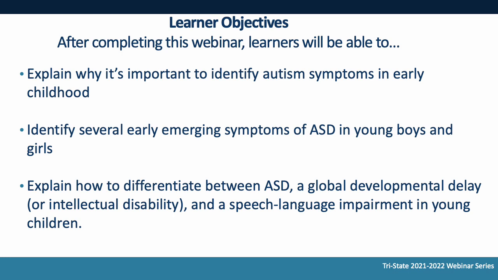My goals in part one are to explain why it's important to identify autism symptoms in early childhood, to talk with you about specific early emerging symptoms to look for between birth to 3 that signal possible autism spectrum disorder in young boys and girls, and then to talk very briefly about considerations when you're trying to differentiate between an autism spectrum disorder, a global developmental delay or intellectual disability, and a speech-language impairment in young children.